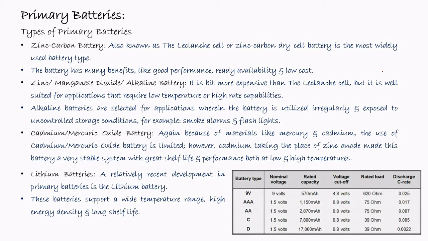Here are some examples and their specifications of primary batteries, like the 9-volt normal battery, the voltage, the capacity, triple A, double A. This type of batteries are very common in our daily life, used in cells, flashlights, or in other applications, wall clock, etc. So this is the chart of some primary batteries.